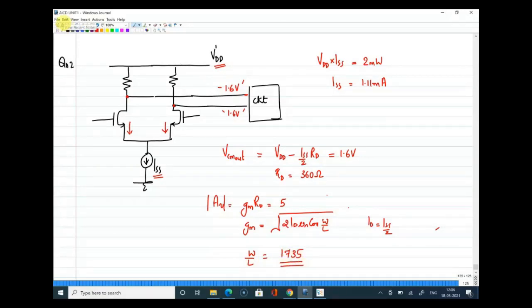Any doubt on this question? All right. So in that case, we will quickly move to question number 3. Can you try question number 3?